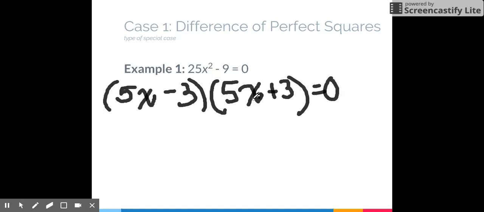So when I get to this point, before I move on to actually solving for x, I just want to mentally double check that I did this correctly because sometimes we make careless mistakes, right? So I'm going to think 5x times 5x. Is that 25x squared? It is. Okay, so is negative 3 times positive 3 negative 9? It is.